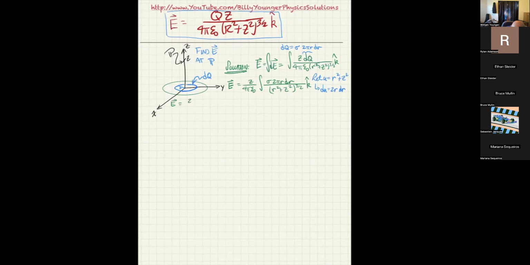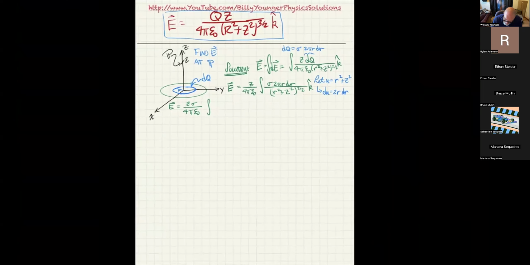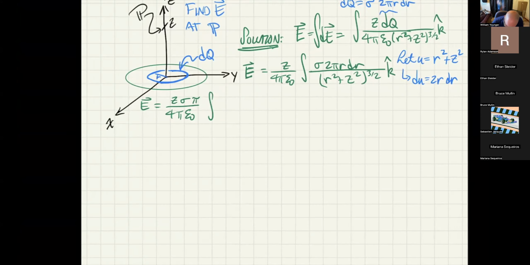So now what I have is a z and a sigma and a pi over 4 pi epsilon naught. And then I have an integral. Notice I left the 2r dr over there. Oops, I meant to leave the pi over there too, so let me fix that. I pulled the z, I pulled the sigma, but I left the 2. I didn't want to leave the pi. I did want to leave the 2, but not the pi, because du is 2r. I looked at 2 pi r. Sorry about that, folks. I'm putting the pi back.